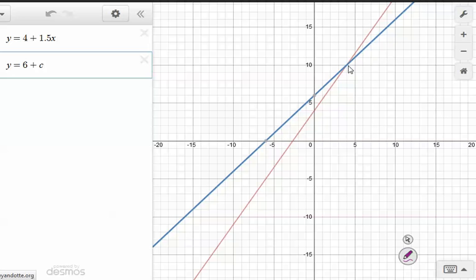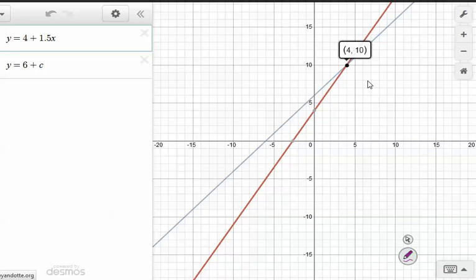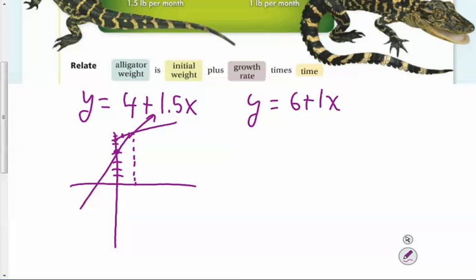Looks like 4, comma, 10 is where they meet. That 4, comma, 10 means it's 4 months, and about 10 pounds would be the size of the gator. Pretty cool, huh? If you haven't got it, why don't you pause the video and do the got it, and I'll see you here in a minute.